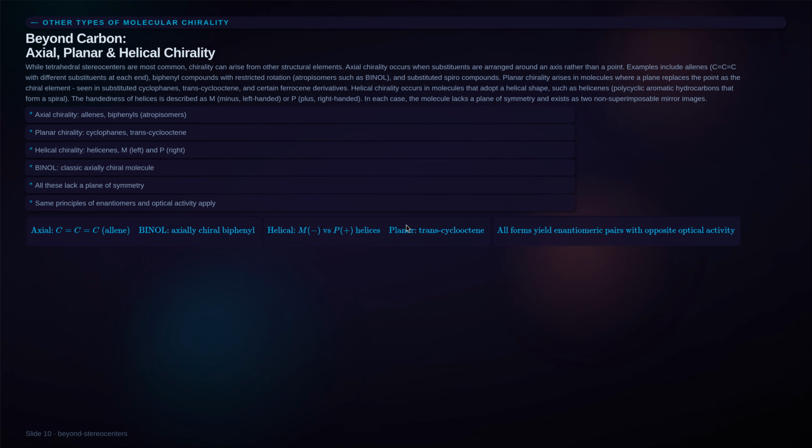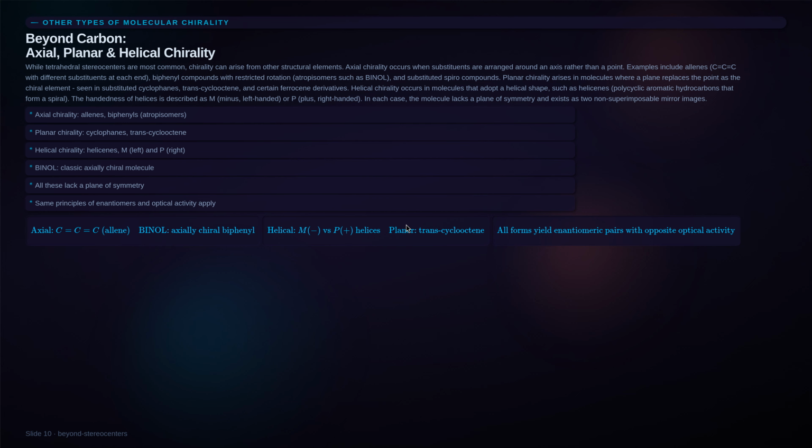Planar chirality arises in molecules where a plane replaces the point as the chiral element. This is seen in substituted cyclophanes, trans-cyclooctene, and certain ferrocene derivatives. Helical chirality occurs in molecules that adopt a helical shape, such as helicenes, which are polycyclic aromatic hydrocarbons that form a spiral. The handedness of helices is described as M for minus or left-handed, or P for plus or right-handed. In each case, the molecule lacks a plane of symmetry and exists as two non-superimposable mirror images.